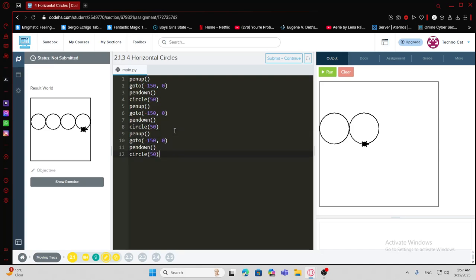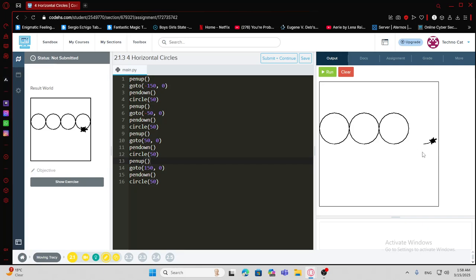Okay. So in total we need 4 circles. So I'm just gonna do this 4 times. Like I said, this was by about 100s. So it should go negative 150, negative 50, 50, positive 150. Radius stays the same. We want the pen up before Tracy moves to the new circle's position. That way she doesn't draw a huge line underneath all of them, because we don't need that.